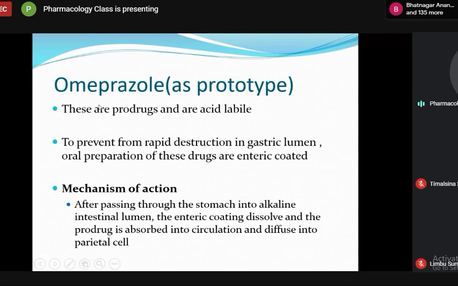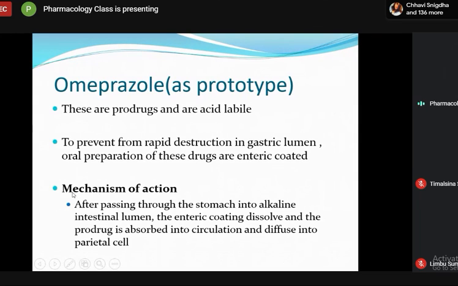Omeprazole is the prototype drug, and all the proton pump inhibitors are prodrugs. That means they become active in the body, and they are acid labile, that means they are easily broken down in acid medium. So to prevent rapid destruction of omeprazole in the gastric lumen, proton pump inhibitor preparations are mainly enteric coated, so that they do not get destroyed by the gastric content.